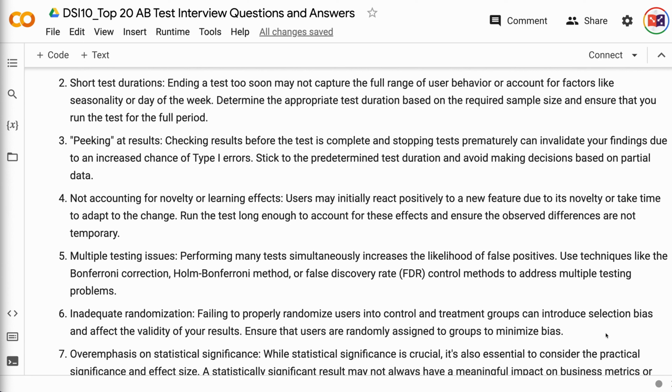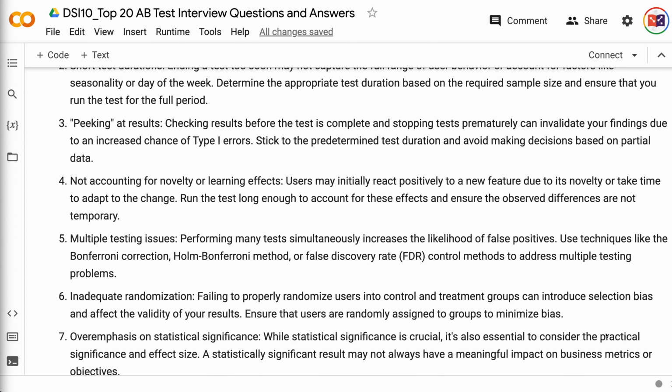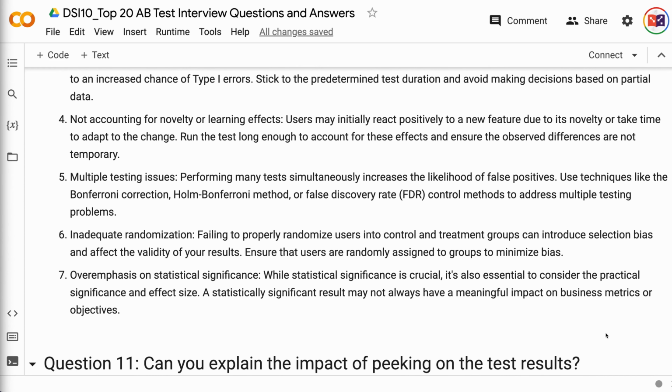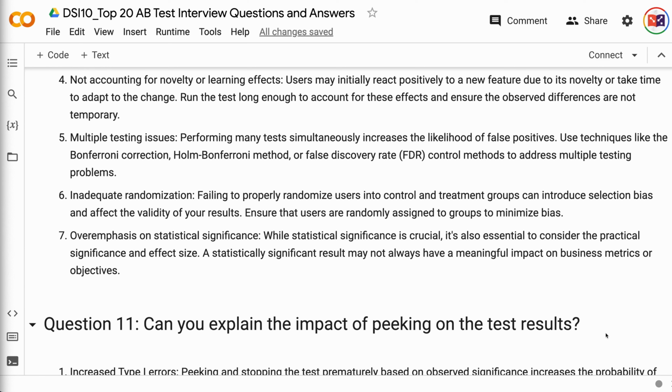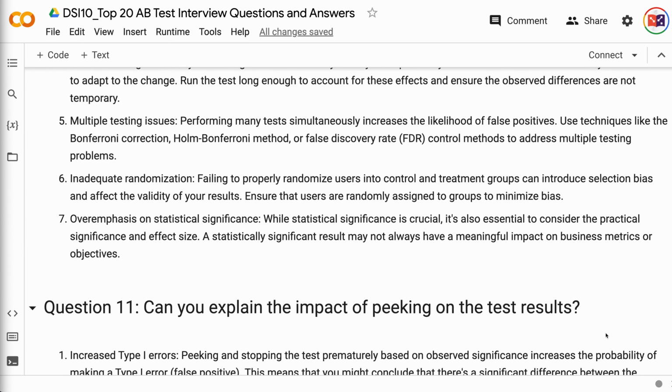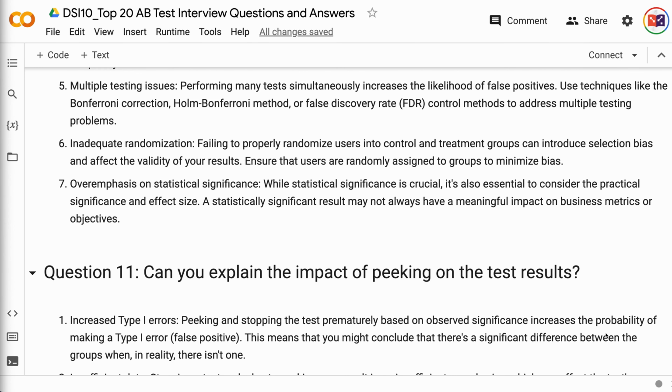4. Not accounting for novelty or learning effects. Users may initially react positively to a new feature due to its novelty, or take time to adapt to the change. Run the test long enough to account for these effects and ensure the observed differences are not temporary. 5. Multiple testing issues. Performing many tests simultaneously increases the likelihood of false positives. Use techniques like the Bonferroni correction, Holm-Bonferroni method, or false discovery rate control methods to address multiple testing problems.